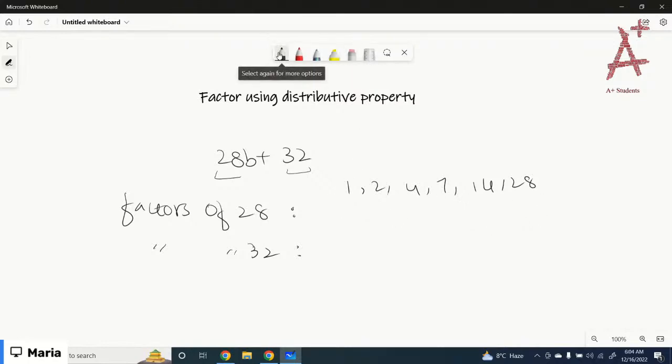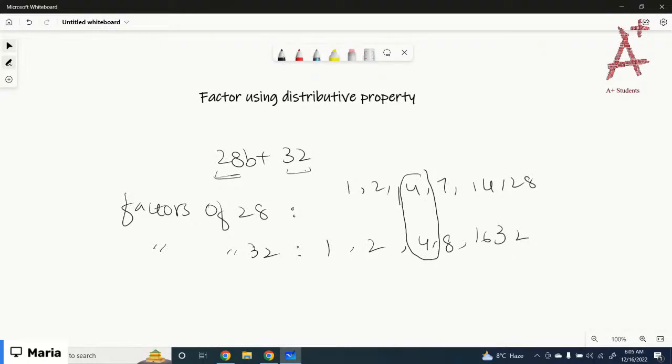1 times 32 is 32. And then 16 times 2 is 32. And 4 times 8 is 32. We don't have any other common factors. So you have to look for the greatest common factor. The greatest common factor is 4. That means 4 is the greatest number that can divide both 28 and 32. Okay, take out common 4.